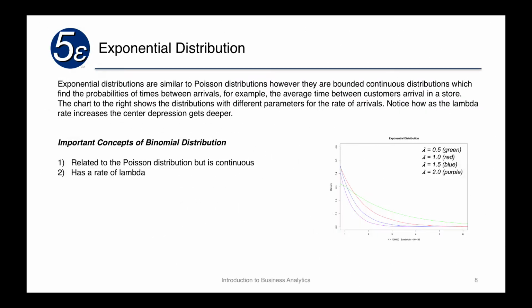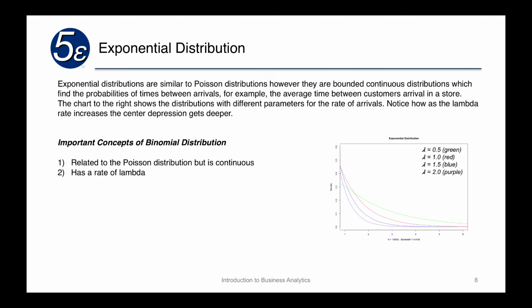Exponential distributions are similar to Poisson distributions. However, they are bounded continuous distributions which find the probability of times between arrivals. So whereas the Poisson distribution gave us the number of counts, the exponential distribution is going to describe the interval time between events or between counts. For example, the average time between customers' arrival in a store. Now, the chart to the right shows the distributions with different parameters for the rate of arrivals.